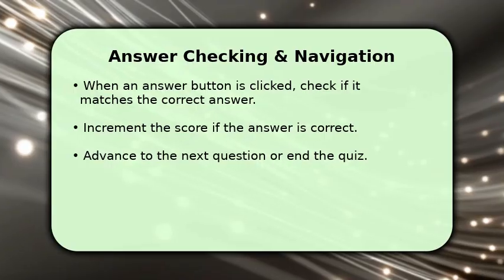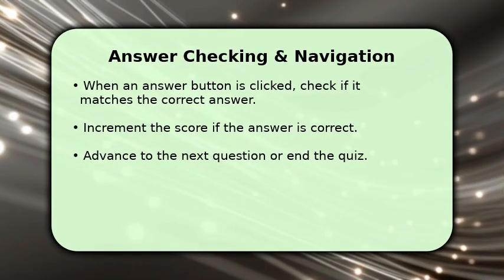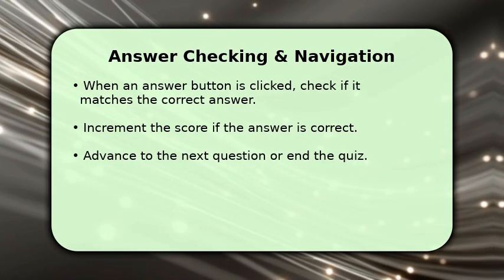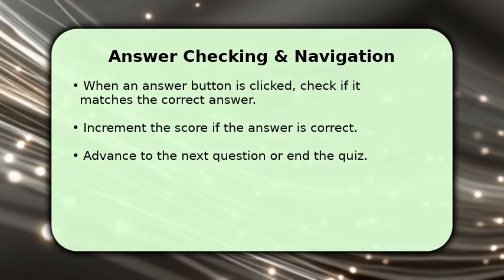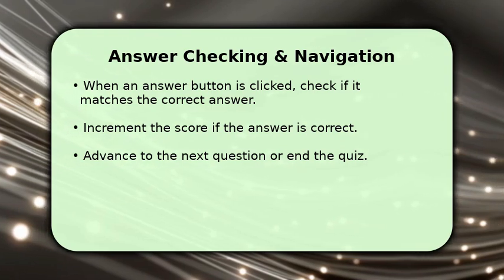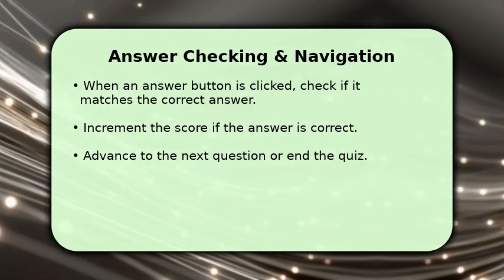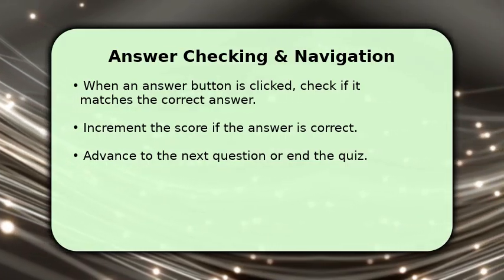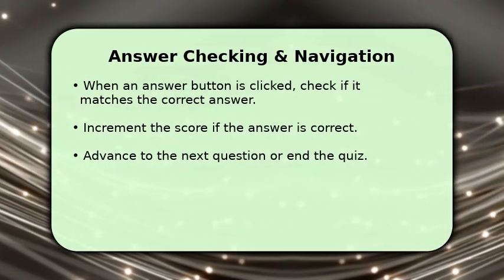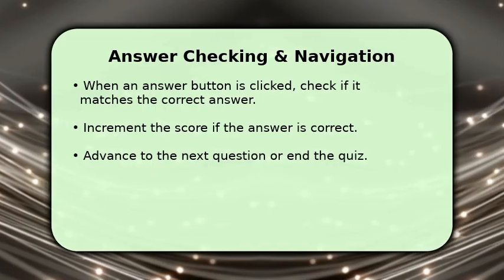When a user selects an answer, we need to check its accuracy. In your blocks, compare the selected answer with the correct answer from your list. If they match, increase the player's score by 1 point. After checking, increment the question index. If there are more questions, display the next one. Otherwise, transition to a results screen, concluding the quiz experience.